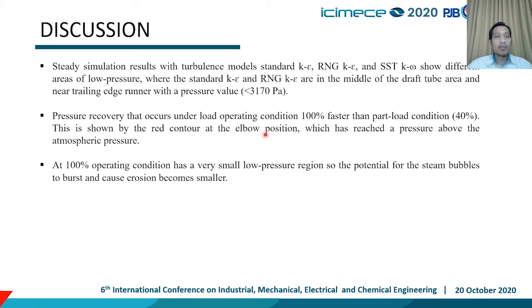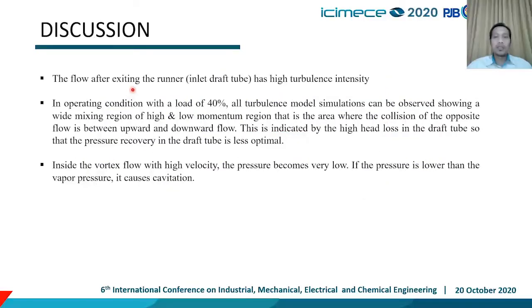At 100% operating condition there is a very small low pressure region, so the potential for the steam bubble to burst and cause erosion becomes smaller. So the discussion about velocity factor on 40% load is that the flow after exiting the runner inlet draft tube has a high turbulence intensity.